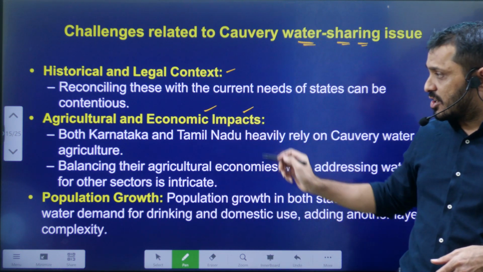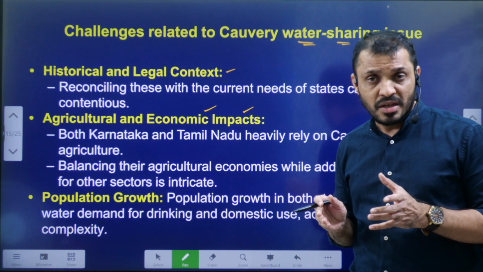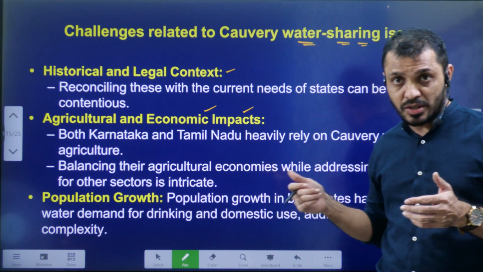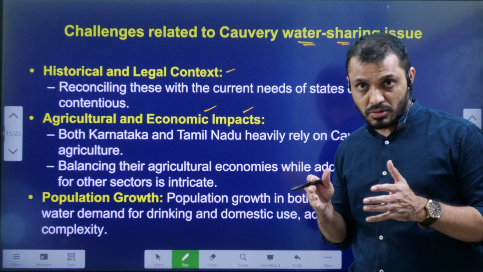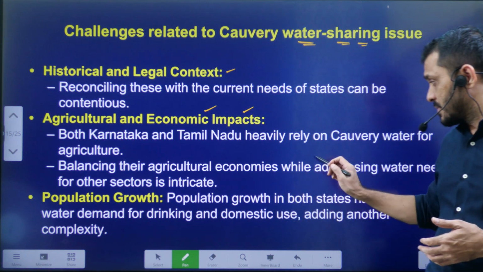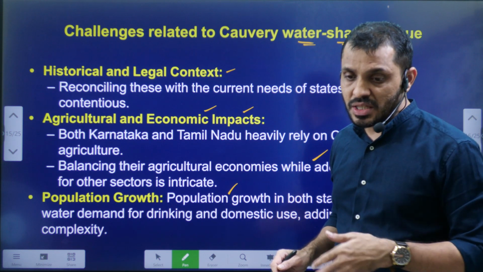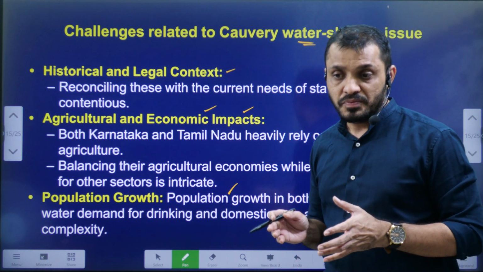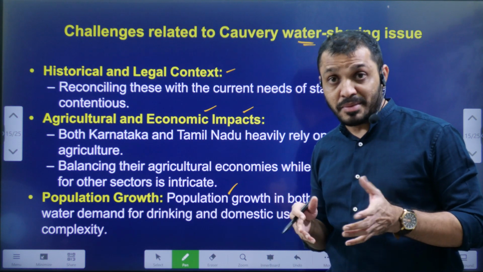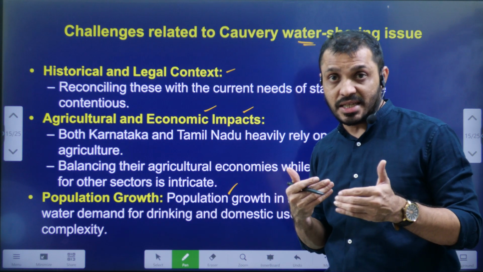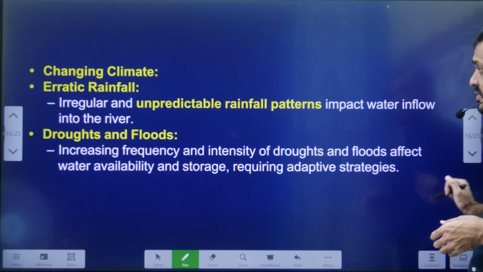Second, agriculture and economic impact. Both Karnataka and Tamil Nadu are heavily dependent on this river for agriculture and the economy, so neither is ready to go for any kind of compromise. Next, population growth. Of course, you know that growing metro cities like Bangalore and Chennai are demanding more water. The demand for drinking water is increasing, so this dispute is getting very difficult to solve.